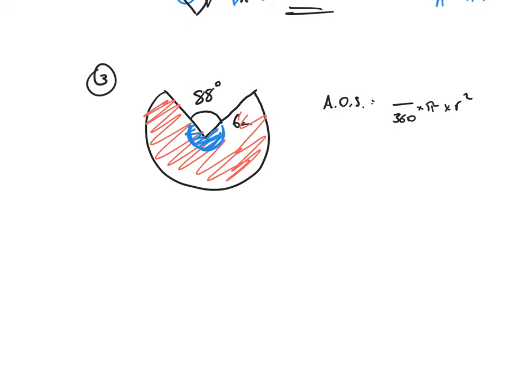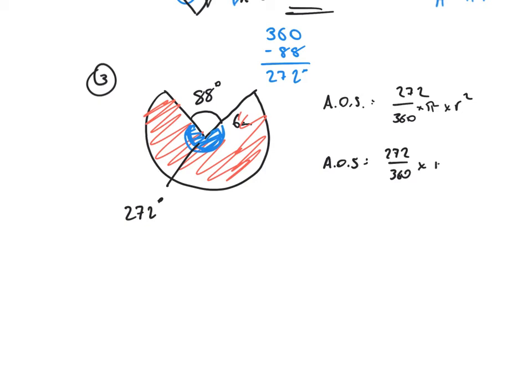So how will I get that? Well, remember that the full turn is 360. So to get this angle in here, I would need to do 360 take away 88, and that will give me 272 degrees. So the angle in there is 272. So it's 272 out of 360 times pi r squared. That's 272 out of 360 multiplied by pi multiplied by the radius, which is 6 squared. I just enter all that into the calculator to get 85.5 square centimetres to 1 decimal place.